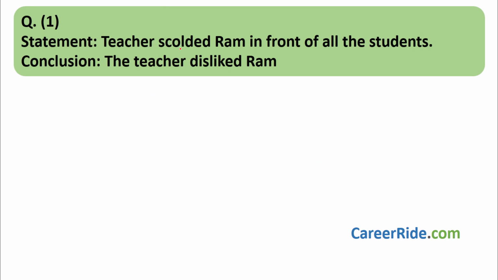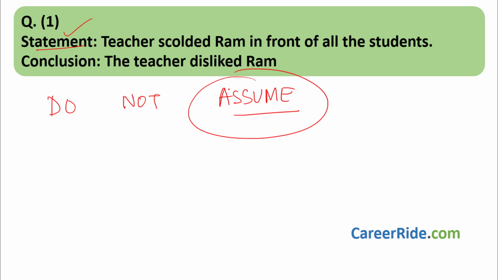Statement: teacher scolded Ram in front of all the students. Conclusion: the teacher disliked Ram. Now over here, the first tip: do not assume anything. Whatever statement is given, we have to base our conclusion only on the statement given. We should not assume anything.